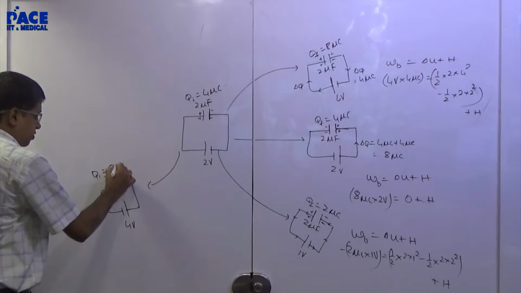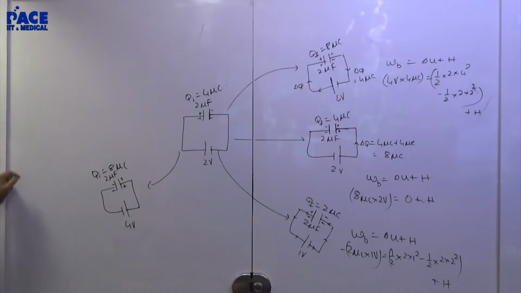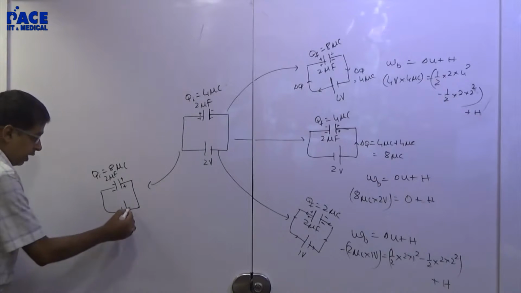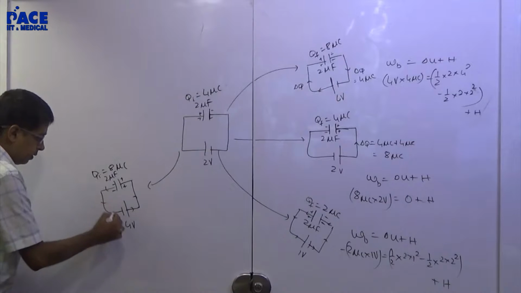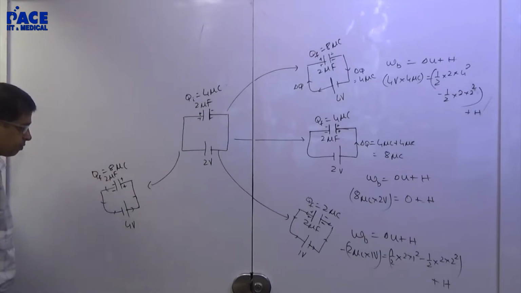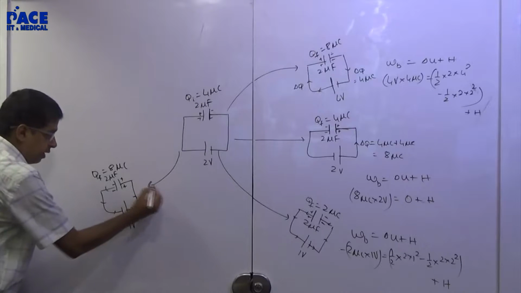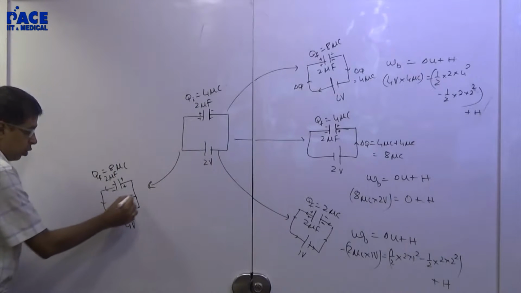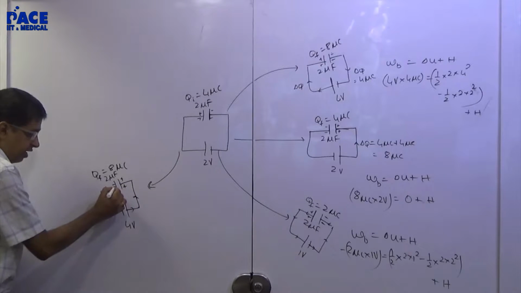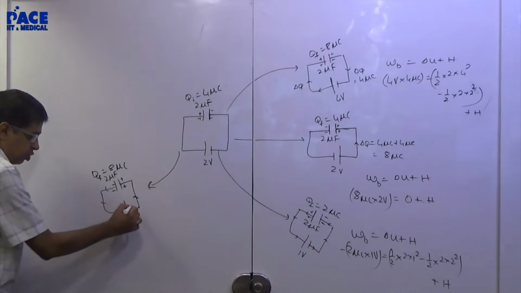Q initial is 8 microcoulombs, right? Q final will be 8 microcoulombs. Clear with that? If Q final is 8 microcoulombs, watch out for this. The positive charge deposits here, negative charge is attracted here and this goes in.